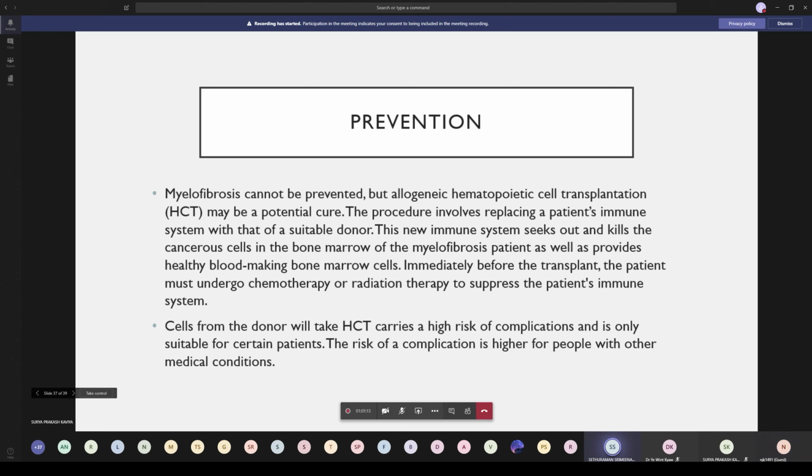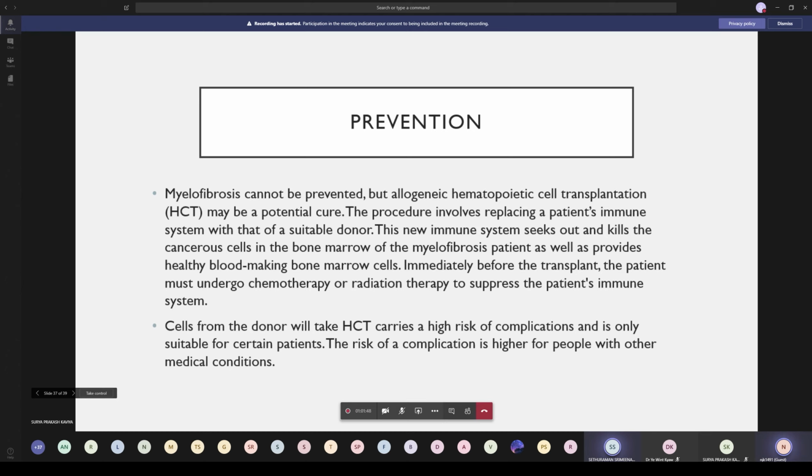Scientifically, it cannot be prevented, but allogeneic hematopoietic cell transplantation may replace the patient's immune system with that of a suitable donor. This new immune system attacks the myelofibrosis cells, and it also provides healthy blood-making bone marrow cells. Immediately before the transplant, the patient must undergo chemotherapy or radiation therapy to suppress the patient's immune system.